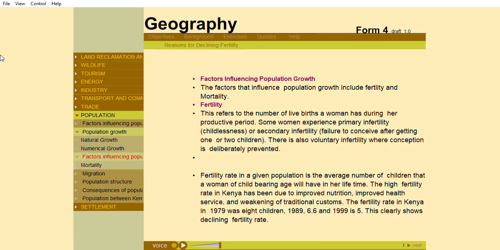Factors influencing population growth. Fertility. This refers to the number of live births a woman has during her reproductive period. Some women experience primary infertility or childlessness, or secondary infertility, that is, failure to conceive after having 1 or 2 children. There is also voluntary infertility, where conception is deliberately prevented.